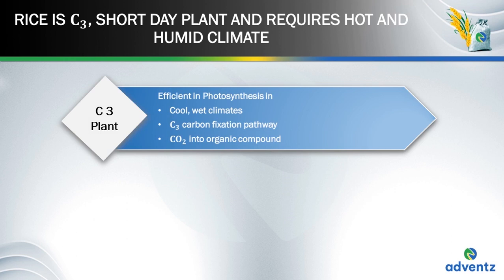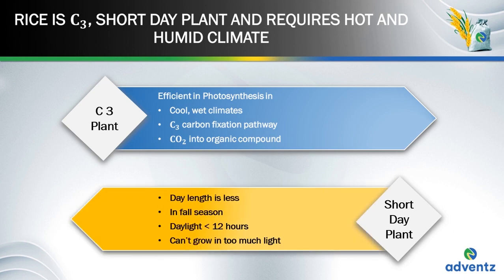C3 plants utilize the C3 carbon fixation pathway as the sole mechanism to convert CO2, which is carbon dioxide, into an organic compound which is called 3-phosphoglycerate. Short day plants are those plants which flower when the day length is less than the plant's critical photoperiod.